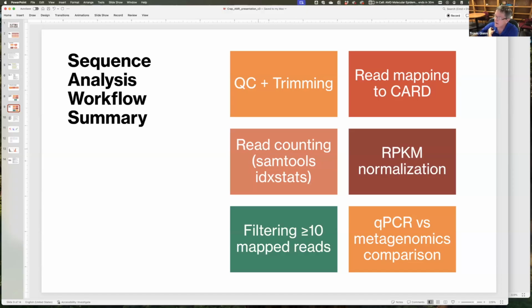In general, the idea was to take those read counts, the positive hits, and use SAMtools idxstats to count them and quantify them. Again, we did RPKM, the reads per kilobase per million reads, to normalize among samples and gene size. We filtered for mapping greater than or equal to 10 reads. So these are genes that we had quite high confidence are present. And then we did comparisons of qPCR versus metagenomic results.